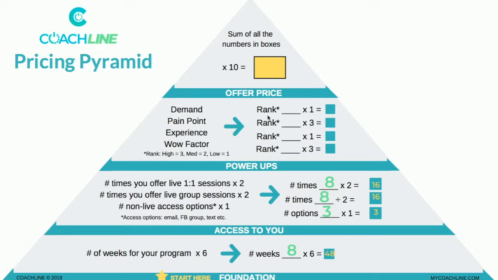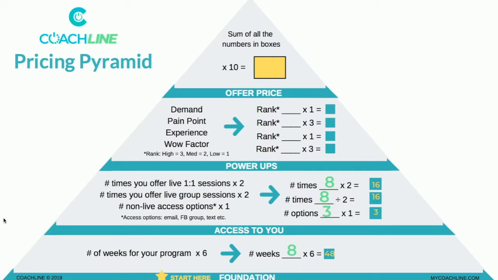And so for all of these in the power-ups, we're going to rank them. So we're going to rank them as a high 3. So let's say if you had a wow factor that was super amazing, you would give it a 3. If you had a wow factor that was just okay, you would give it a 2. And if you don't have a wow factor, or you don't even know what a wow factor is, maybe you're just getting started, you don't have anything fancy or cool in your program yet, then just give yourself a 1, and that's totally fine. You can always work your way up.